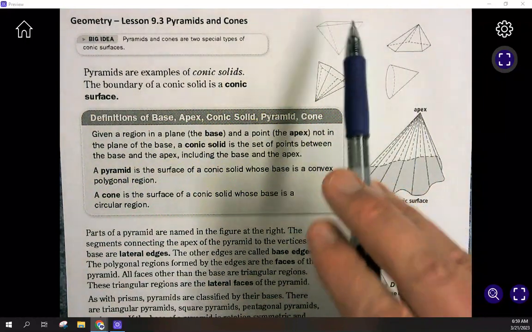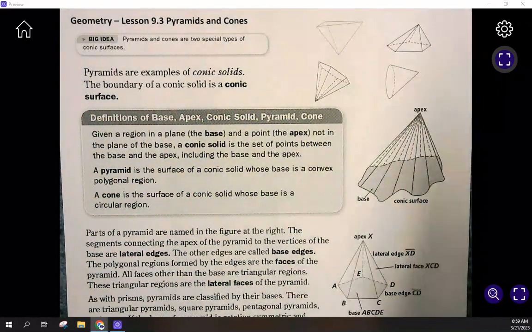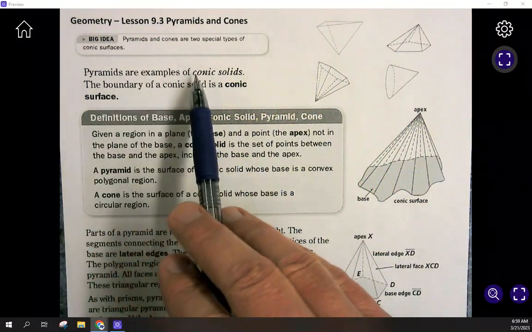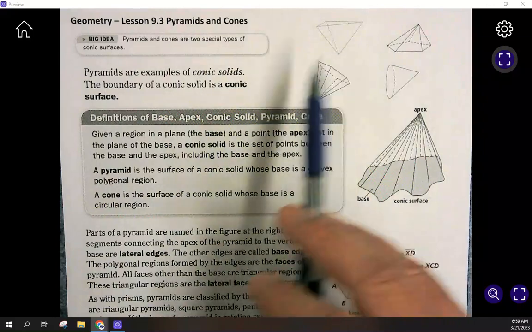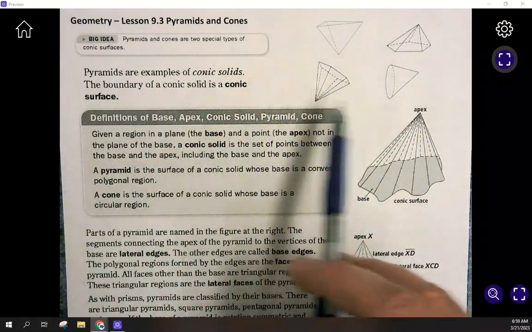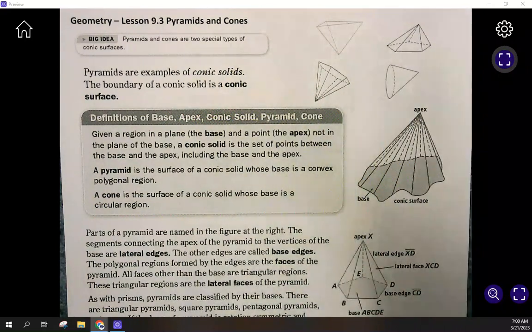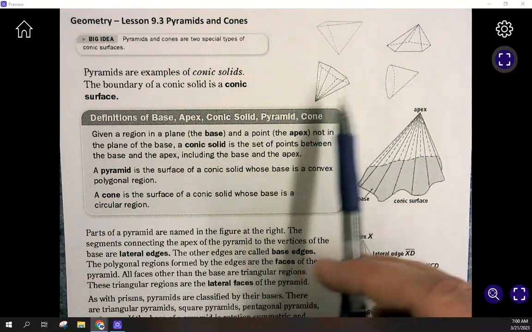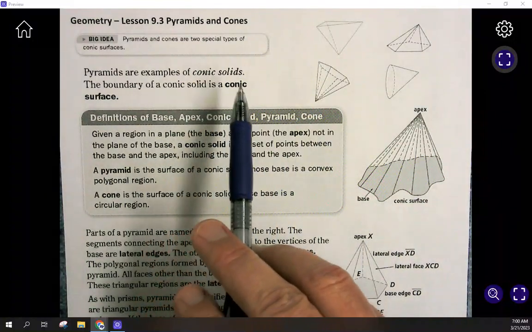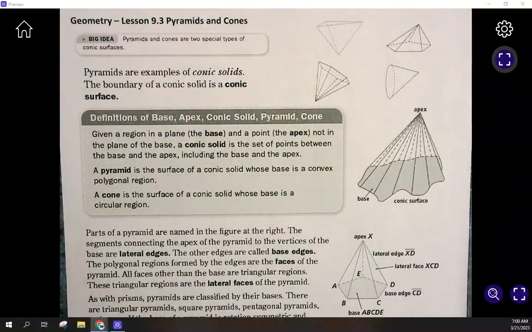Okay, so we all know what a pyramid looks like and what a cone looks like in general. So this should make a lot of sense. So we are going to call these types of solids conic solids when they come to a point like this. And when we talk about the boundary of it, the outside, not talking about what's on the inside of it, but just the outside, what makes it up, like if it was a cardboard box, that is called a conic surface. So again, we use that word surface. So the biggest part of this section is just basically knowing the vocabulary of what means what here.